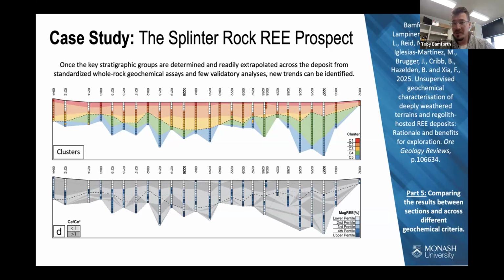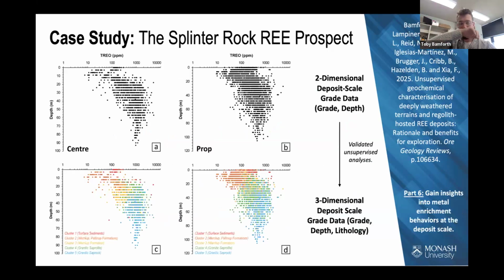So what cerium anomalies do and what cerium oxidation does, and this is what we found at the deposit scale at Splinter Rock, is it actually provides a built-in mechanism for neodymium enrichment, for praseodymium enrichment, for dysprosium enrichment, because you're removing your less economically valuable cerium from your cluster of rare earths that then travel down and deposit in other areas. And we see a really nice graph of that later.